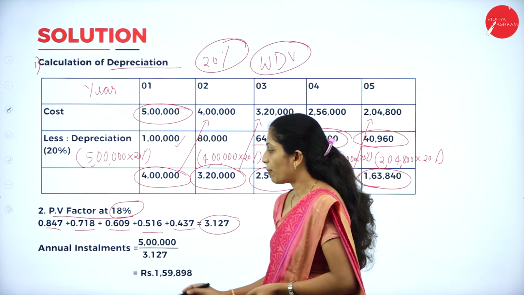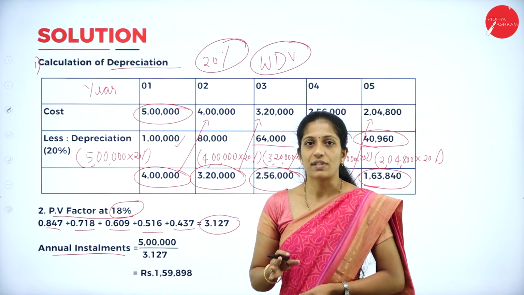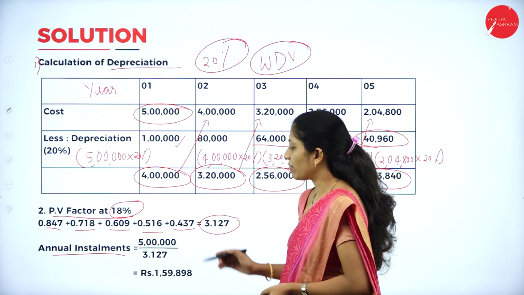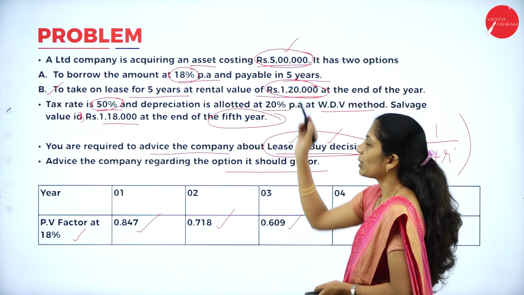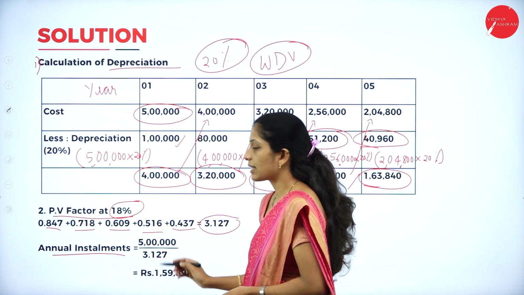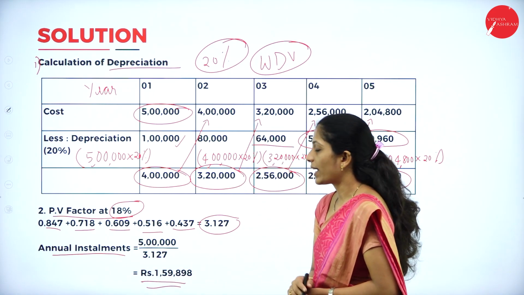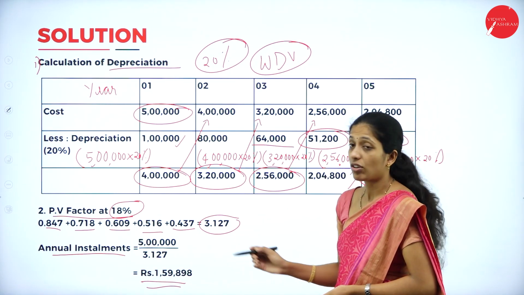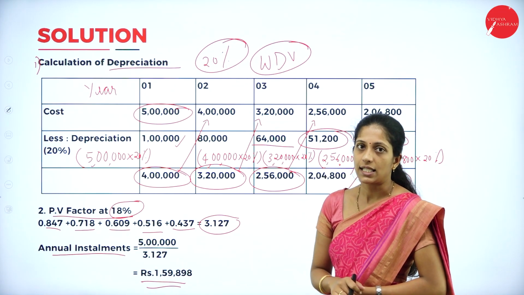Now apply the formula. Annual installment is equal to the total cost of the asset divided by the total PV factor. What is the cost of the asset? They have given it: 5 lakh. So 5 lakh divided by the total PV factor of 3.127, we'll get the annual installment as 1,59,898. So this is the total annual installment.